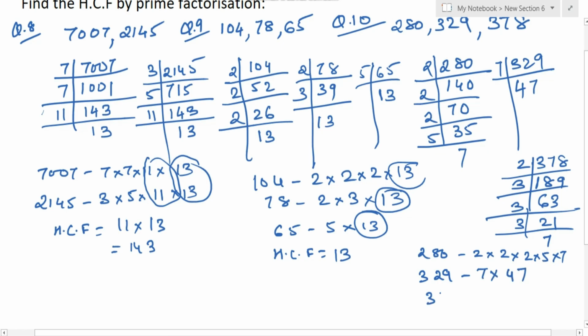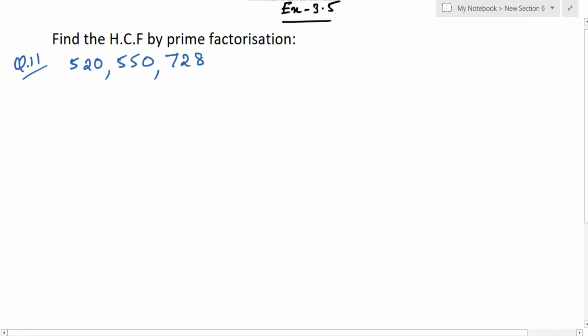Similarly for 378 we have 2 into 3 into 3 into 3 into 7. You can see in all three, 7 is the common factor. So the SCF for this question is 7. Next is 520, 550 and 728.